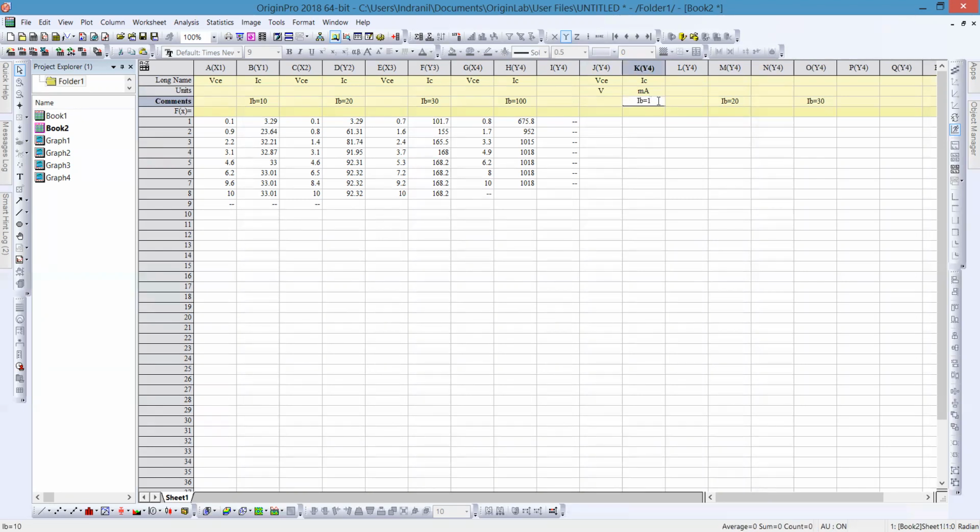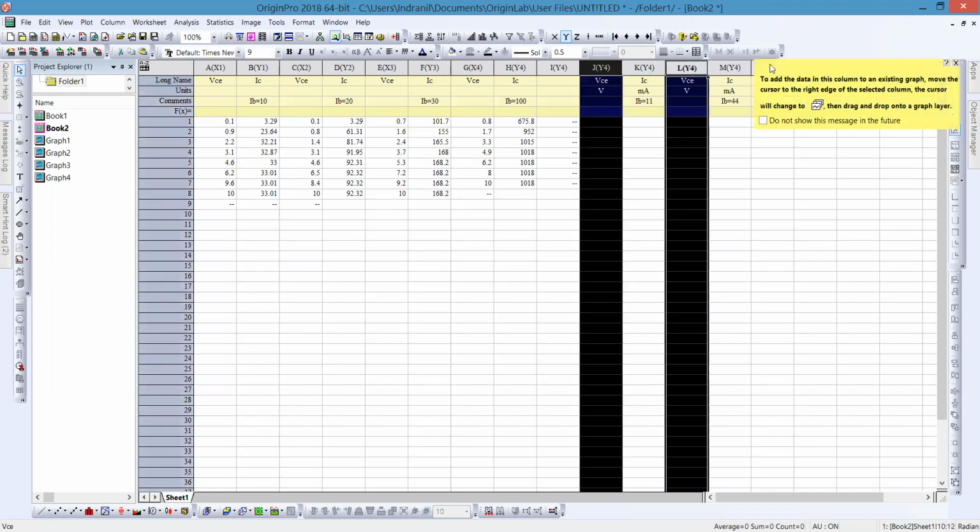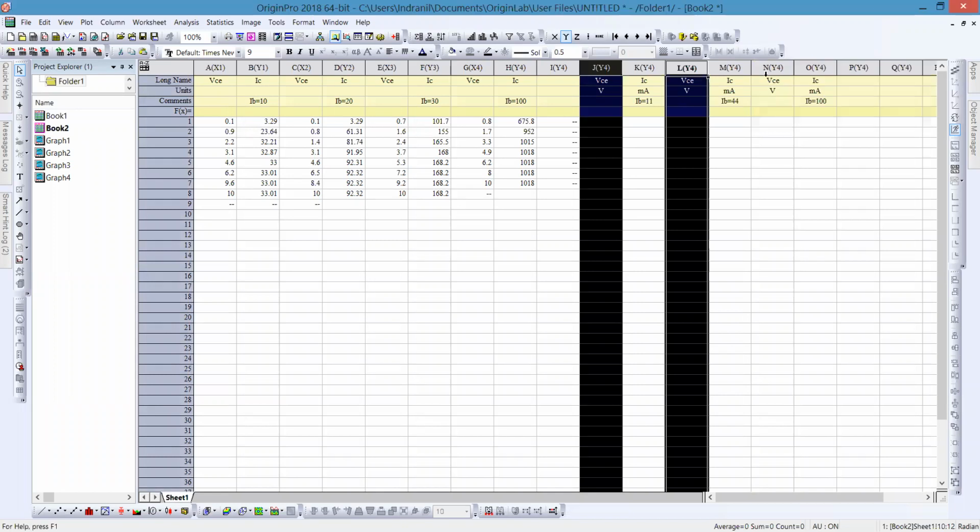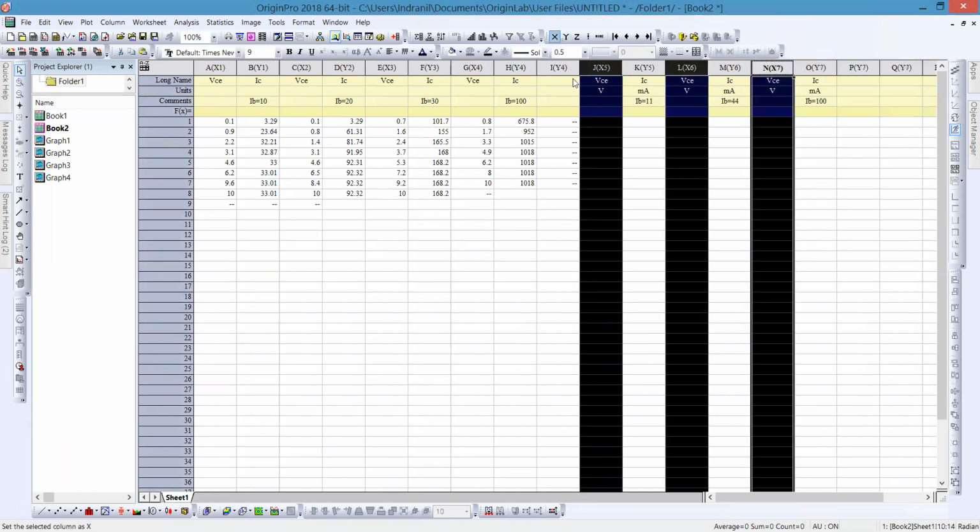Quickly tell me, for IB the initial set of data was 11 microamps, right? 11.1. Okay, consider it as almost 11. Then next one, 43.9, which means 44. Next 100. Okay, good. This will be similar for all these cases, and this 3 will be our x-axis.